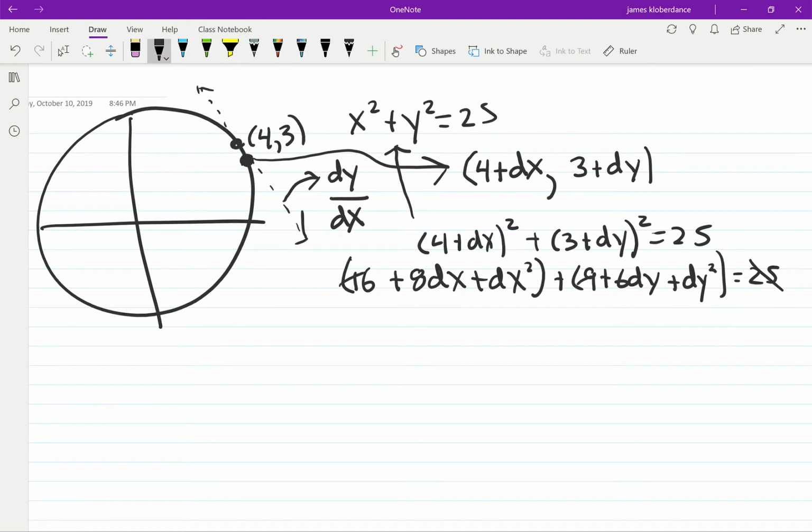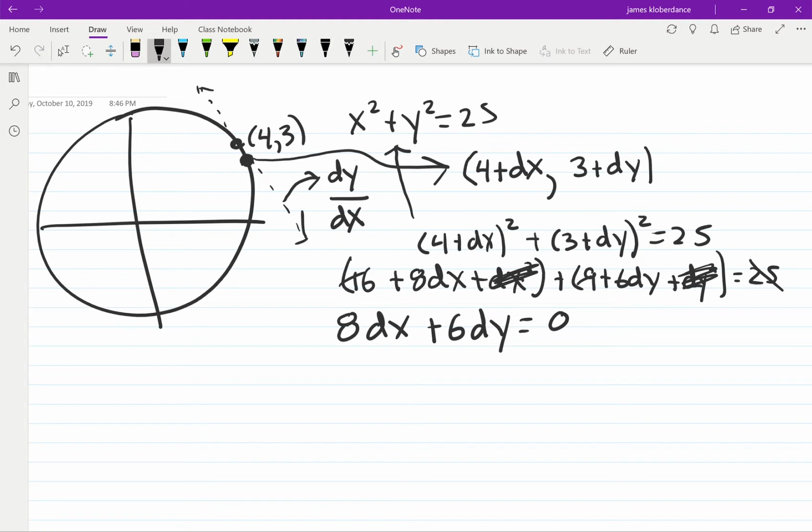I have dx, which is an infinitesimal, and a dy, similar. And I have a dx squared and a dy squared. So these are infinitely smaller than the other pieces, so I'm going to ignore those too. They're just so small that they're not even worth considering. So what we end up with after that is 8 dx plus 6 dy equals 0.